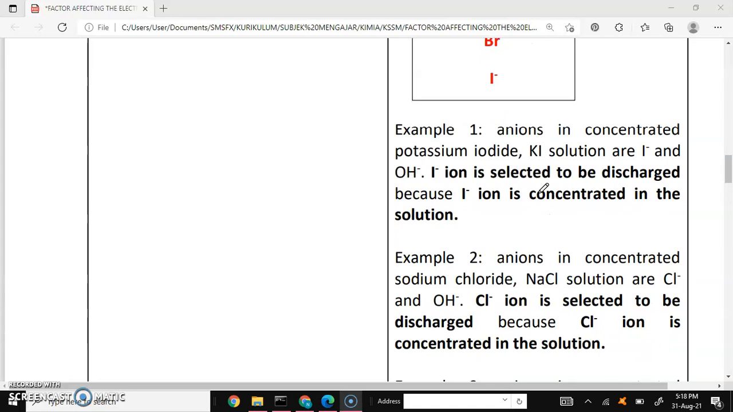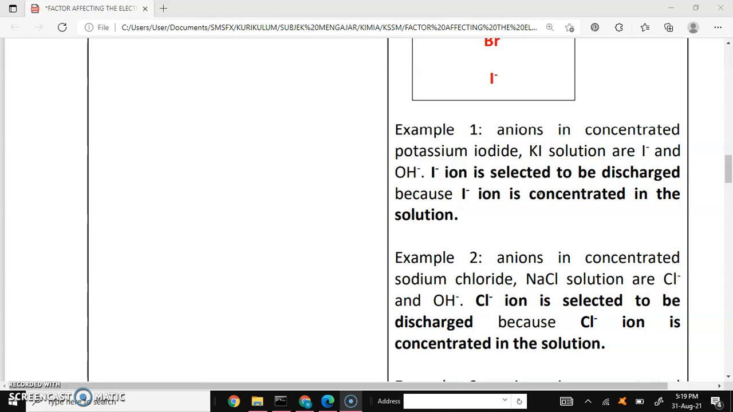Okay, for example number 1. If you use the concentrated potassium iodide, okay, larutan potassium iodide yang pekat, for sure dalam larutan itu ada banyak K+ ion and I- ion sebab dia pekat kan. Okay, so the anions in concentrated potassium iodide are iodide and hydroxide ion. Untuk anion saja kan. Okay.